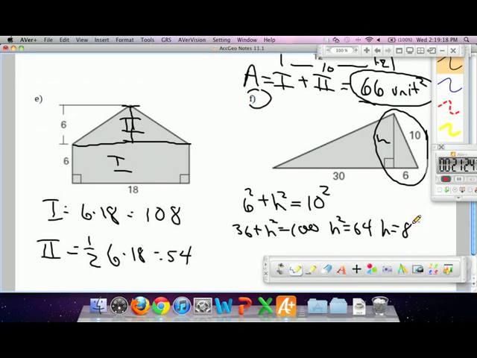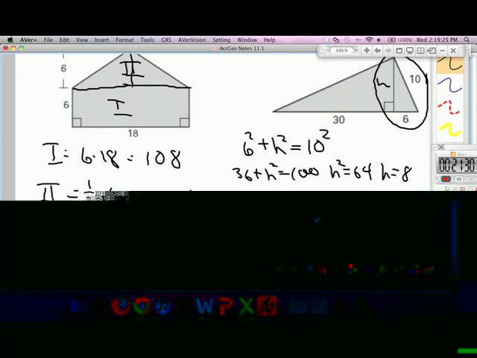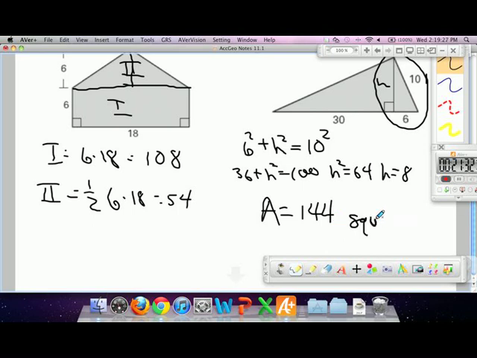Wait, what's that after the equals? Oh, that's 100. Just kidding. Good job. The area of that triangle is 144 square units. Excuse me.